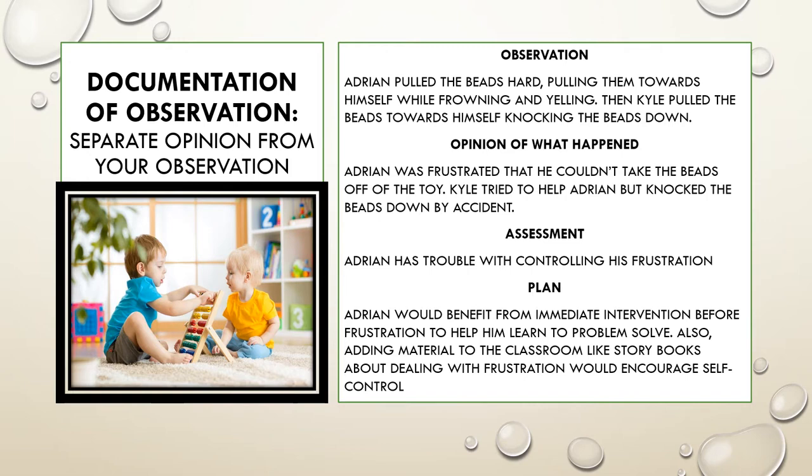For example, Adrian wanted to take the beads off the toy. That is not an observation. Instead, say, Adrian pulled the beads hard, pulling them towards himself while frowning and yelling. Three, then, after your observation is complete, write a paragraph about what Adrian learned or what you learned from observing.